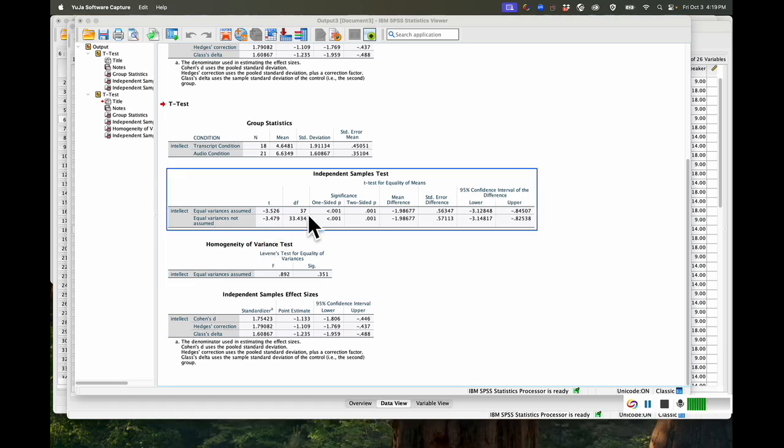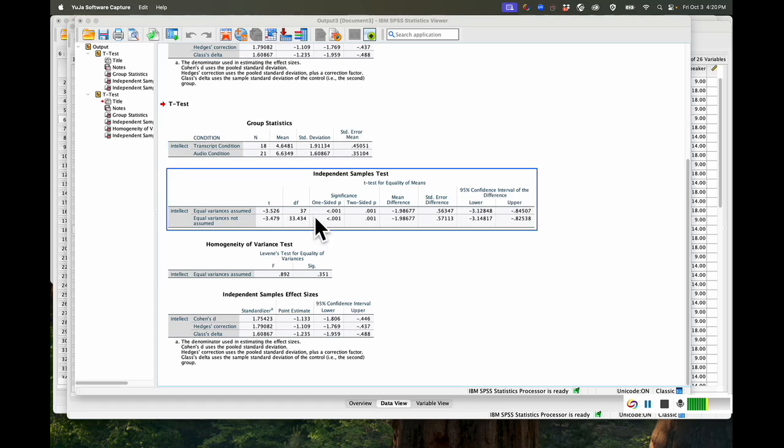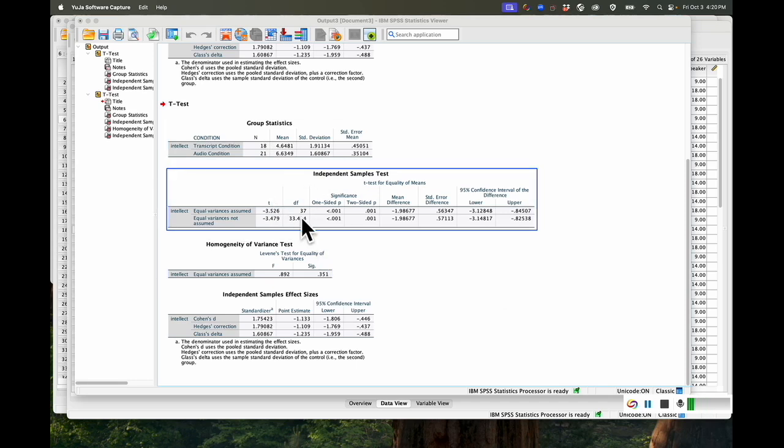You may notice that the degrees of freedom here are 37, and the sample size is 39. When we did paired samples t-test and one sample t-test, we only lost 1 degree of freedom. The reason why we lose 2 degrees of freedom is because we're dealing with 2 different groups involved in the testing, and each group loses a degree of freedom. So then we have a total of 37 when equal variances are assumed.